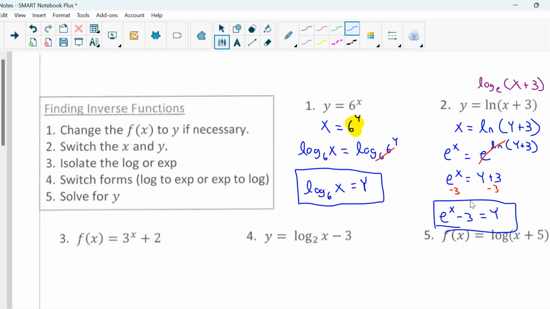All right, so that should give you just a quick introduction on finding inverse functions. This process is a little bit difficult to get started, but with some practice, we'll get there.